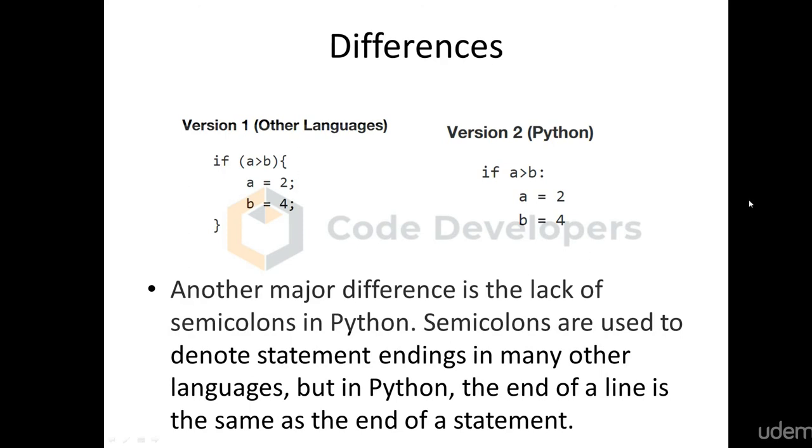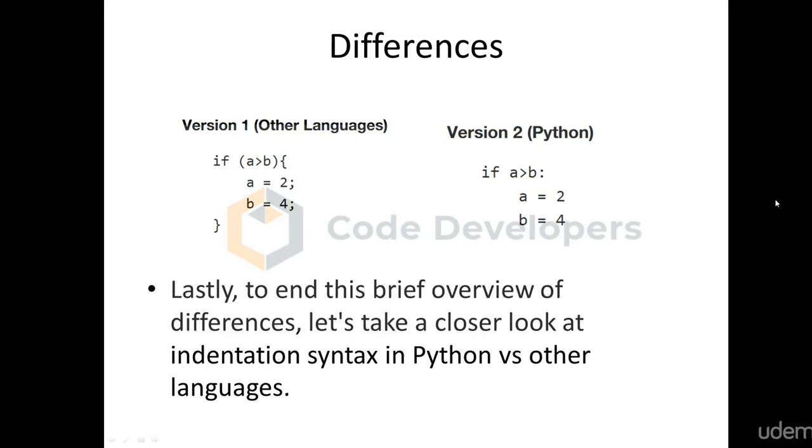Another major difference is the lack of semicolons in Python. A lot of times in other languages, semicolons are used to denote that a statement has ended, but in Python, the end of a line, so once you stop typing on a line, is the same as the end of a statement. In other languages, you're required to put in a semicolon, but in Python, that's not the case. Another reason why Python is so nice and so clean.